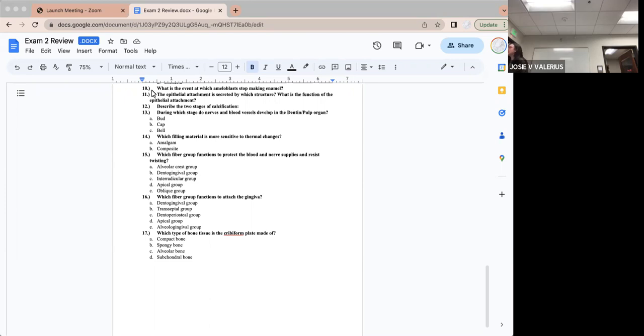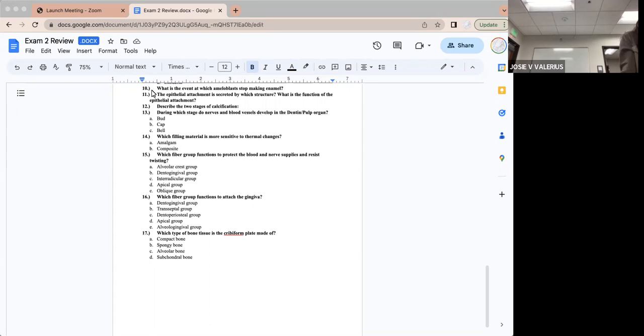All right, 17, last one. Which type of bone is a cribriform plate made of? It's alveolar bone, C. And let me find this in the lecture because it's a little confusing. Just to orient everybody here and on YouTube, I'm looking at page 191 in the workbook.